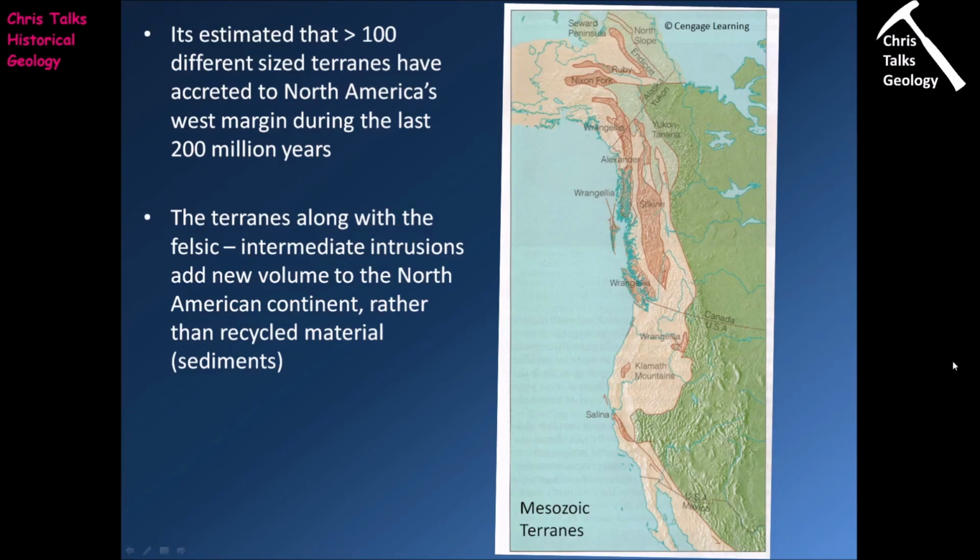So the terranes, along with the felsic intermediate intrusive rocks, essentially help to add new volume onto the western side of North America. And then, of course, that's on top of the rocks which are being formed as part of the erosion of the high ground and the deposition of clastic sediments. But that's more of a recycling process rather than the addition of new rock.